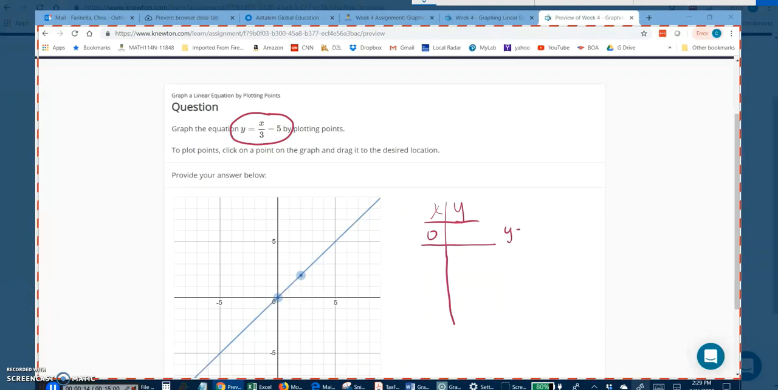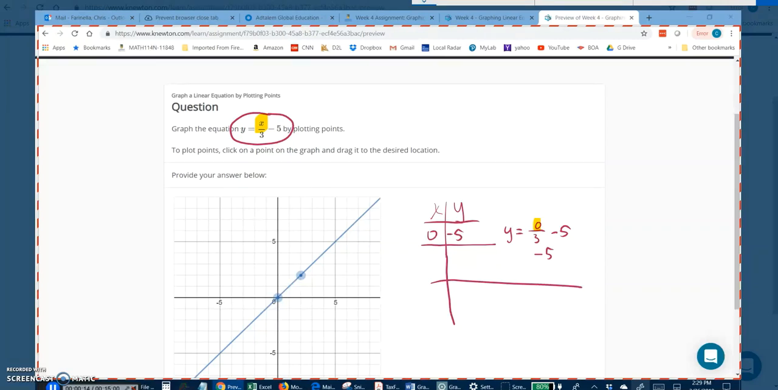If we have y is equal to 0 over 3 minus 5, plugging in x equals 0 right there, then we're going to get 0 divided by 3 is 0, and 0 minus 5 is negative 5. So there's 1 point.